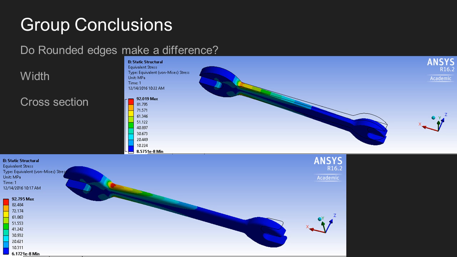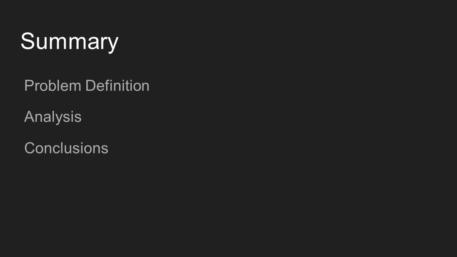Some questions that we came up with. Do rounded edges make a difference? How does width affect this cross-section? We found that typically rounded edges do not make a significant difference in performance of the wrench. Small changes in width typically do not cause any problems. In fact, there's probably room to cut down on the section of that, and major changes in the cross-section did significantly affect the performance of the wrench.